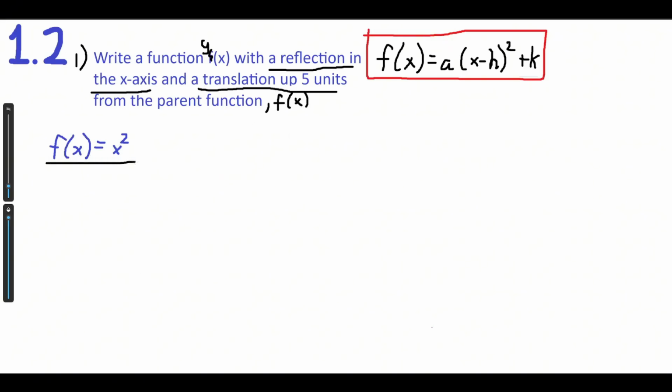f of x is right here, and from a transformation notation of a quadratic, for a reflection in the x-axis, we want to make a negative, because if we made x negative, that would reflect on the y, which is not what we want. And for a translation up 5 units, we would want to make k 5. So we would go g of x equals negative x squared plus 5.